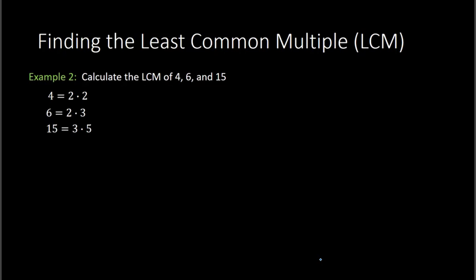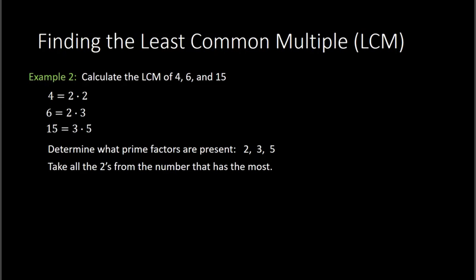So once we do that, now we determine which factors we have represented. Well, we have 2's, we have 3's, and we have 5's. So the question is, how many of each do we take? So we take the number with the most. So starting with the 2's, which number, 4, 6, or 15, has the most 2's? Well, 4 does. 4 has 2 2's. So we take all of its 2's. All right, so we have 2 times 2.